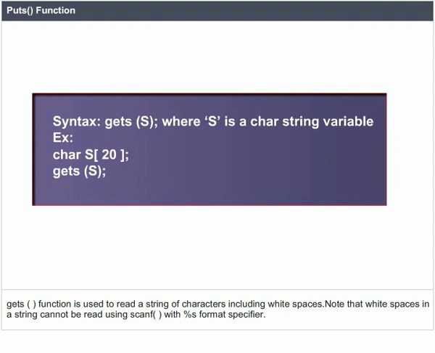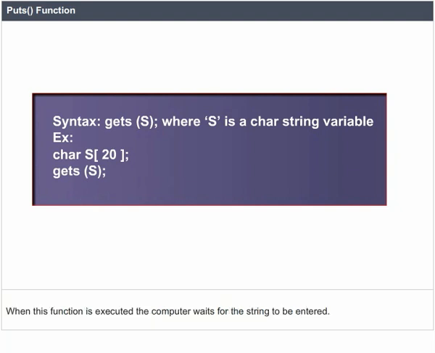gets() function. The gets() function is used to read a string of characters including white spaces. Note that white spaces in a string cannot be read using scanf() with the %s format specifier. When the function is executed, the computer waits for the string to be entered.